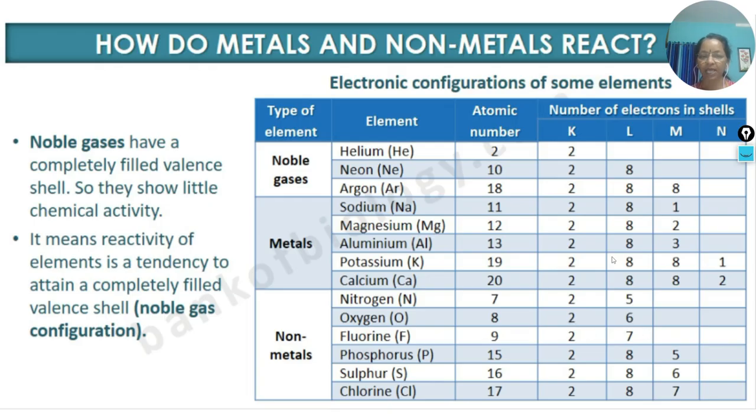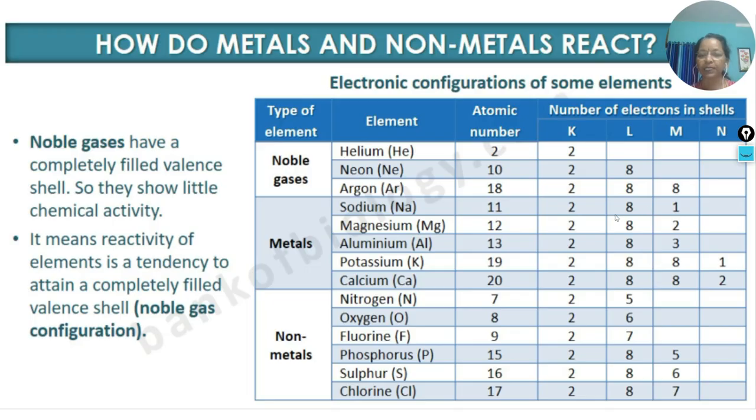What is a speciality of metals, or how do metals and non-metals differ in their electronic configuration? Do you notice? In the case of metals, the last shell has either 1, 2 or 3 electrons. Whereas in the case of non-metals, the outer shell will have 5, 6 or 7. That means metals have a small number of outer electrons, whereas non-metals have a high number. So how do they differ?